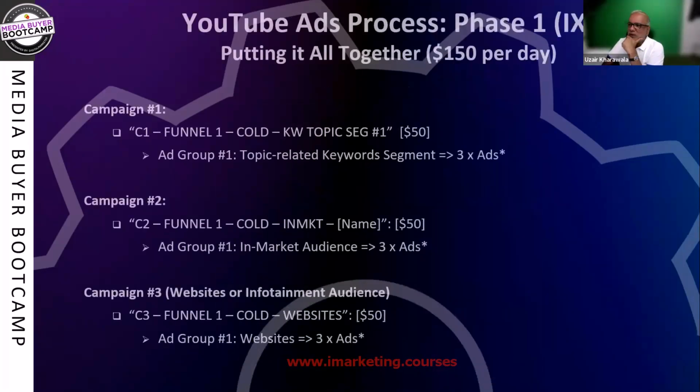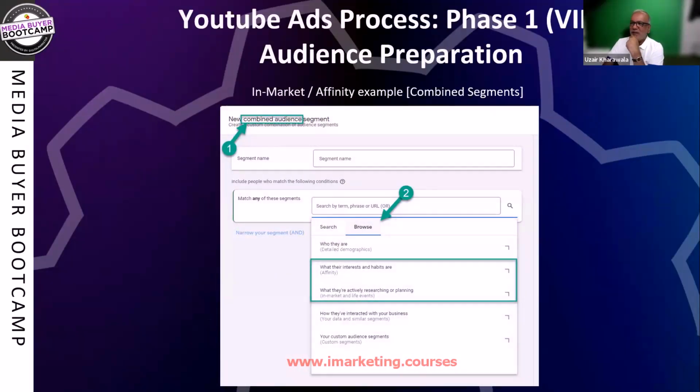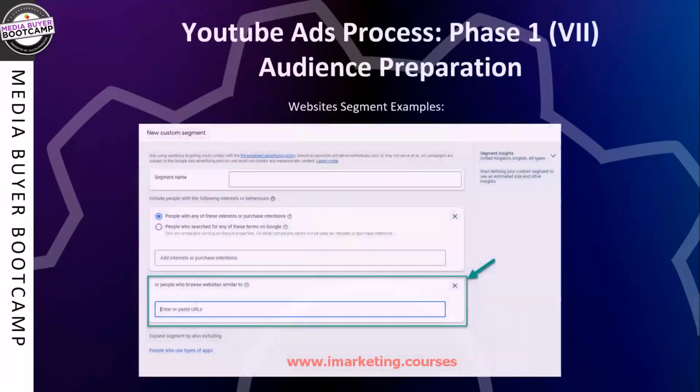Excuse me, Andy, can I have a quick question? Sure. Can we go back to that slide for the custom segment, please? Yep. One more. So, the first radio button, people with any of these interests or purchase intentions. This used to be the old affinity audience, right? That's right. Yeah, exactly. Do you use that, or do you use the second one, the in-market, what people are searching for on Google? Normally we start with these interests or purchase intentions as a start. Okay. And then we use any of these terms on Google once we've launched.